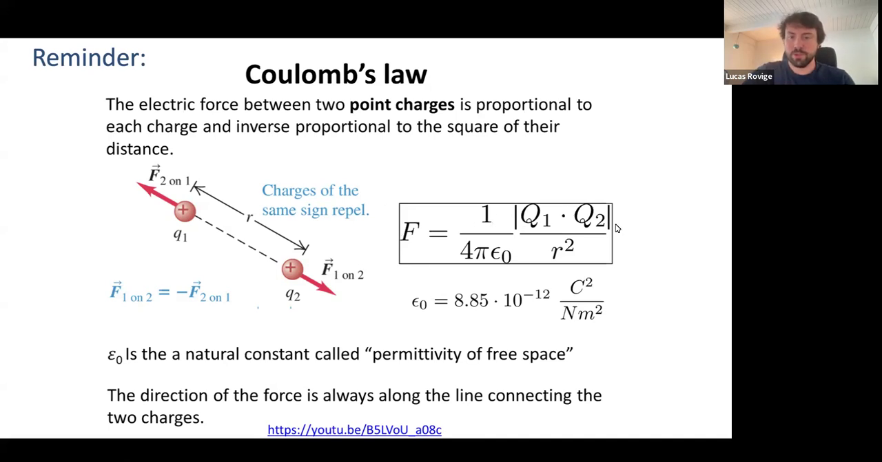So force is proportional to the product of those two charges and divided by the square of the radius, the distance between the two charges. And this force is along the line between the two particles. And then it's attractive if the signs of the two charges are opposite, and repulsive if the charges are the same sign.